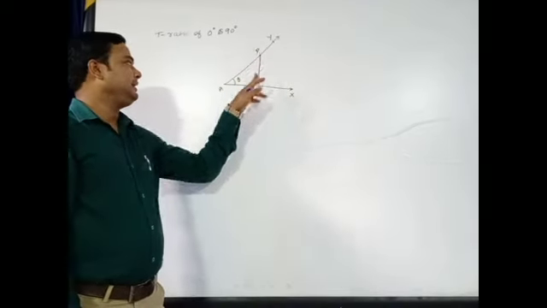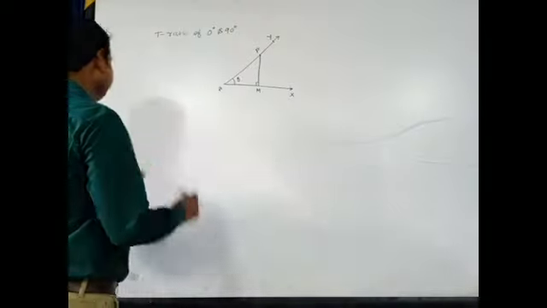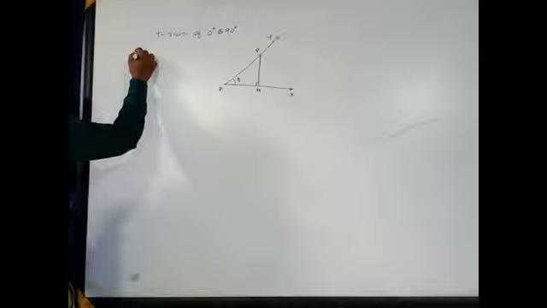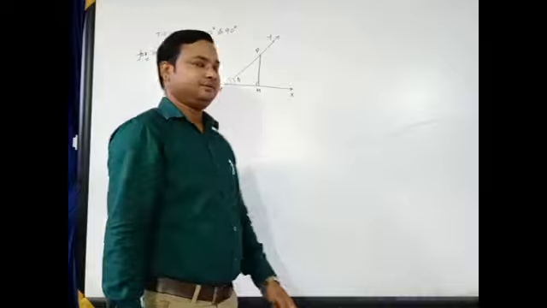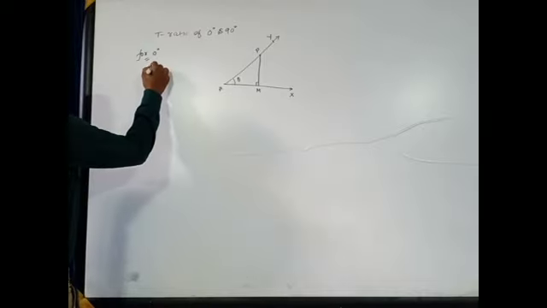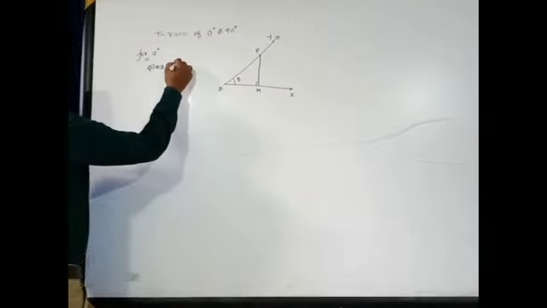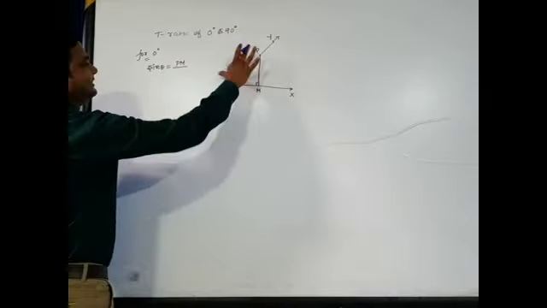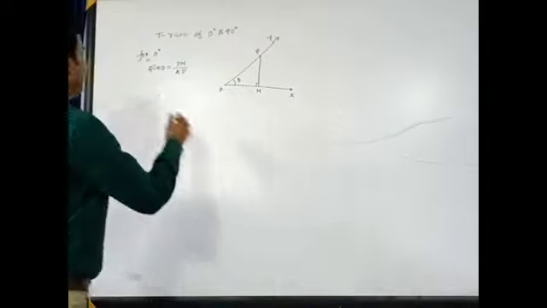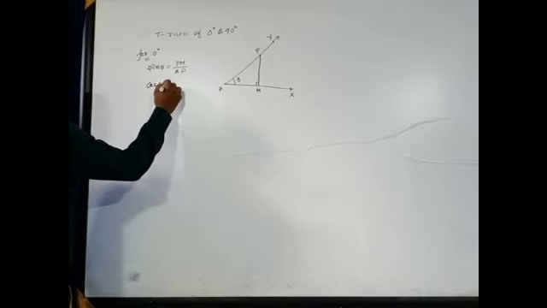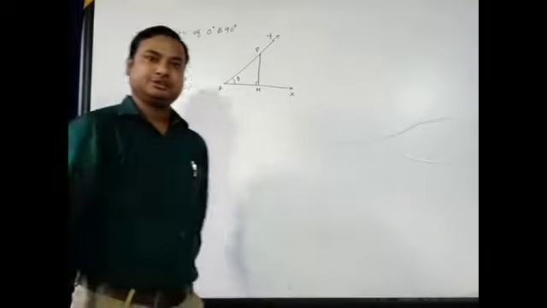Now look here, PMA is a right angle triangle. Then see here, for 0 degree. Now look here, sin theta is equal to PM by AP, perpendicular by hypotenuse, and cos theta equal to AM by AP, base by hypotenuse.